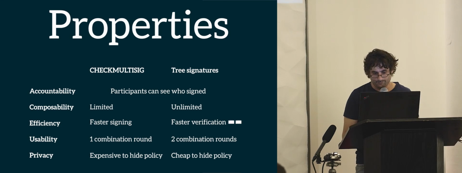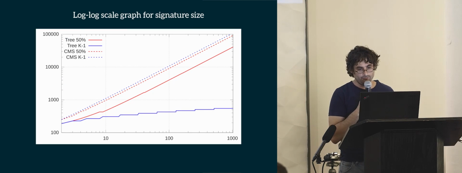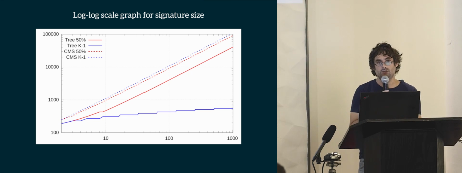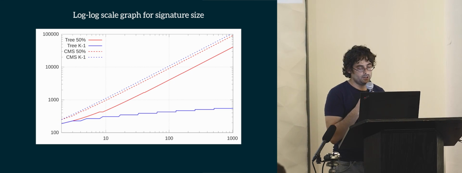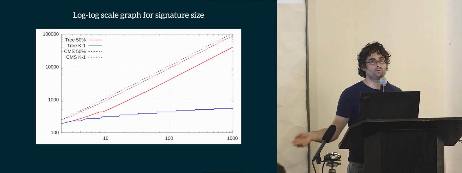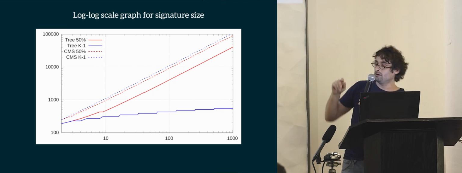So then I'll show you some benchmarks. So this is a graph that shows the size of the signature in function of the number of keys that are involved. For tree signatures, the worst case is where k is half of n. So 10 out of 20, 5 out of 10. This results in the maximum number of combinations. So those are the red lines.